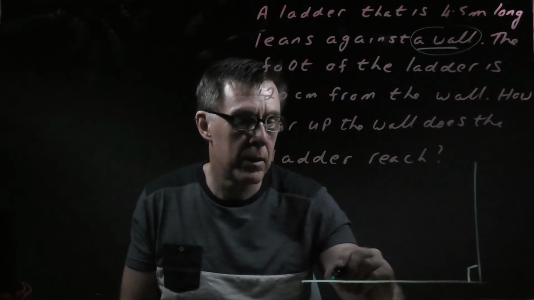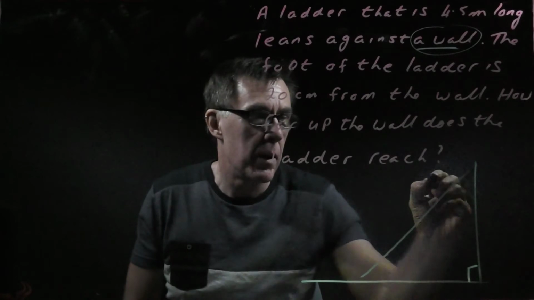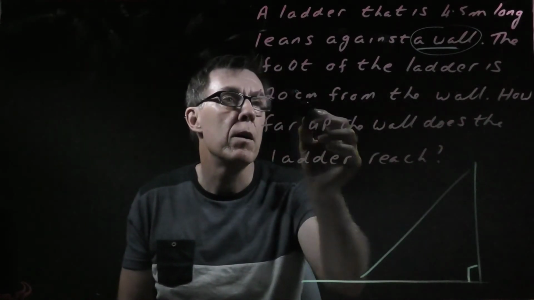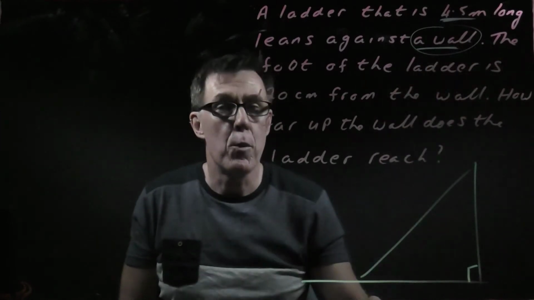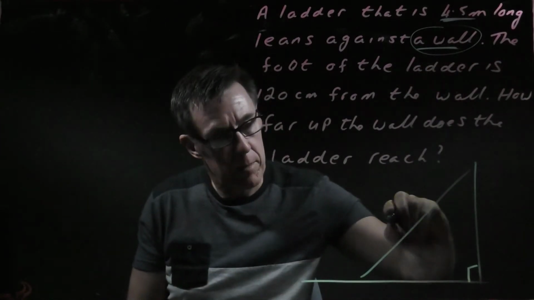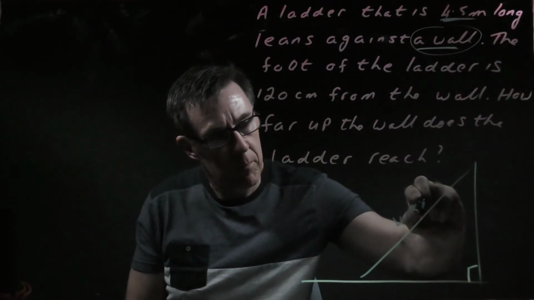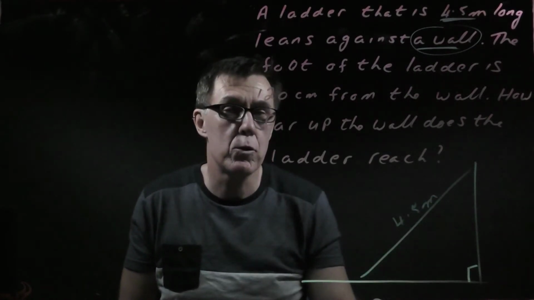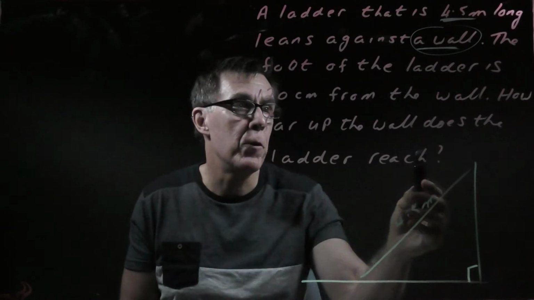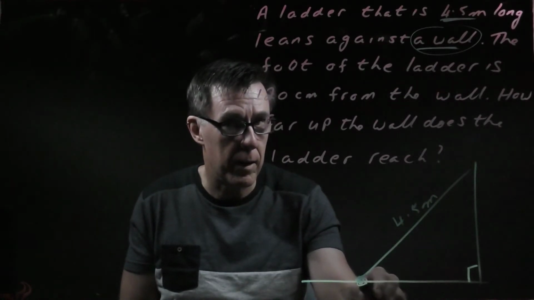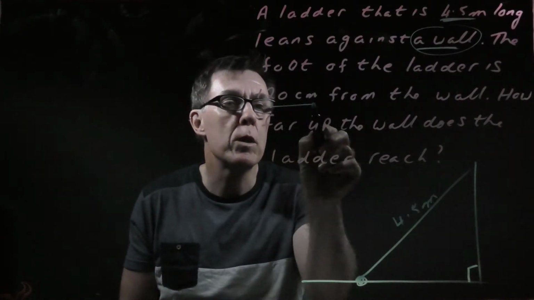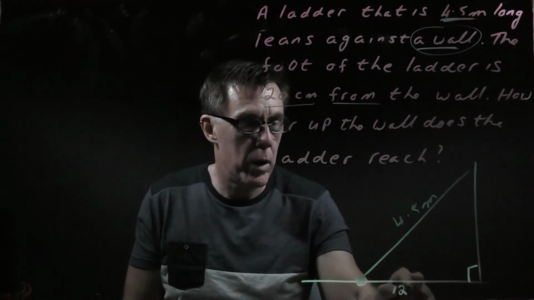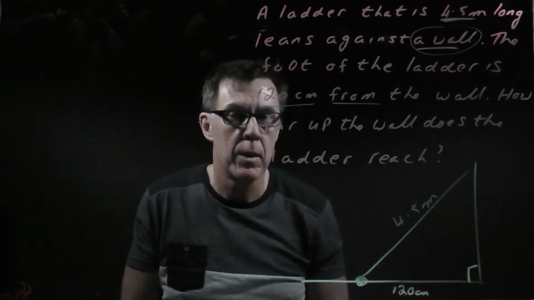Now, there's a ladder leaning up against the wall. And it tells us that the ladder is 4.5 meters long. So if that's the ladder, that's how long it is. Straight away you can see we've made a right angle triangle. Now the foot of the ladder, that's that bit there. And it is 120 centimeters from the wall. So if the wall's there, here is our 120 centimeters.